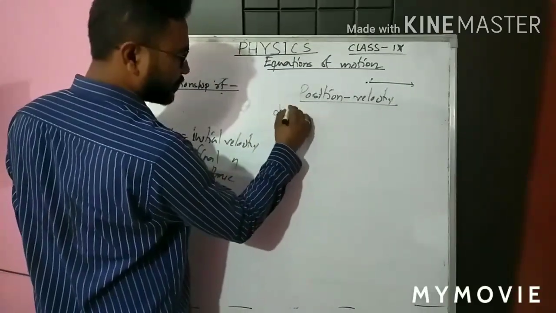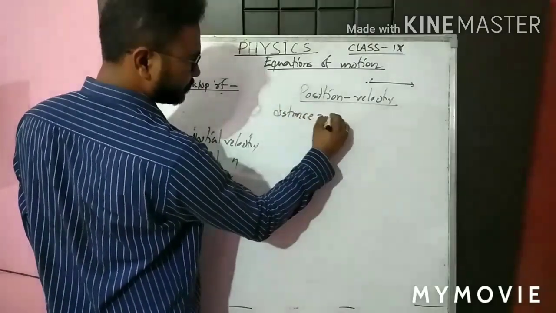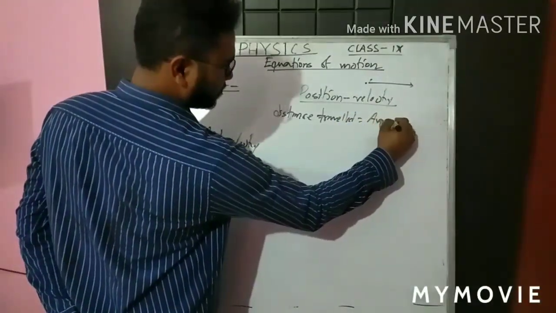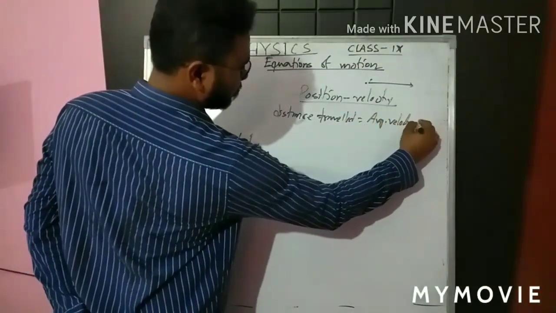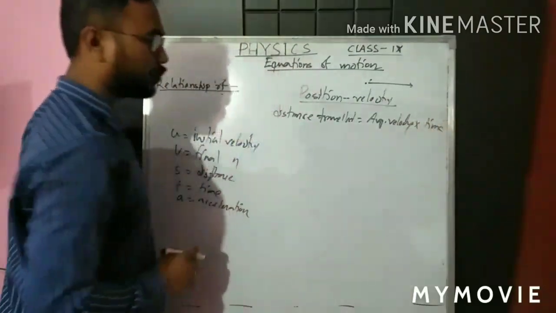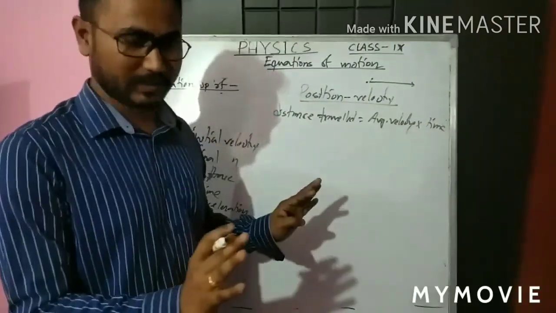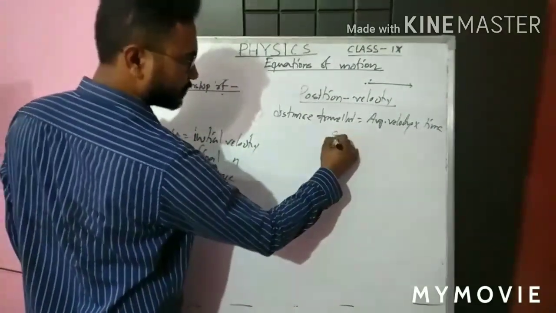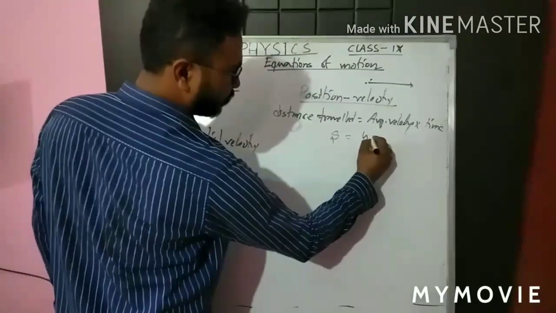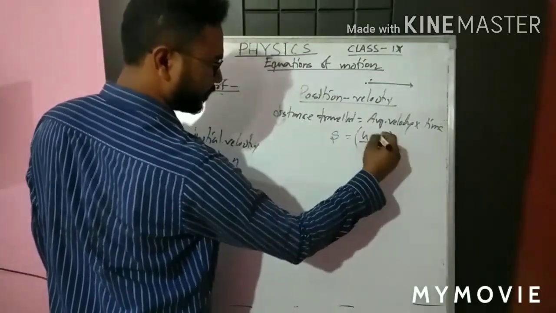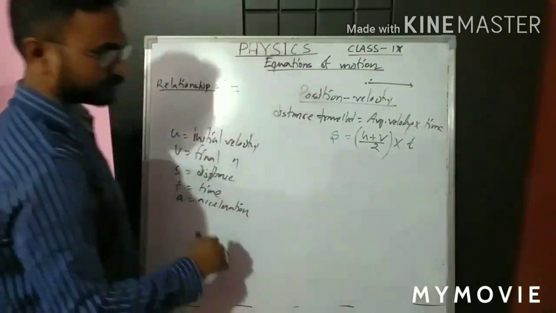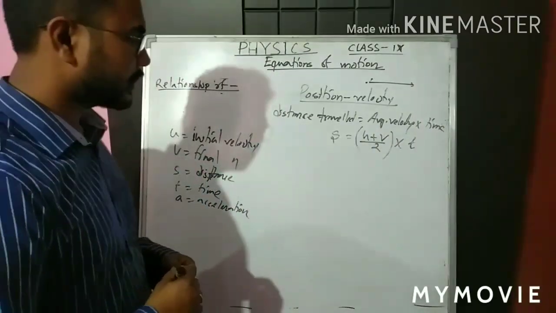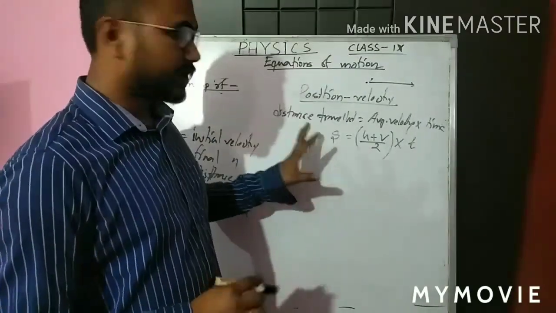What is the process? Distance traveled you can write as average velocity into time. How we are writing this relationship I already explained, right? Now distance traveled, what is the symbol of distance traveled? It is simply S. Average velocity will be (u plus v) by 2, same way, into time t, right? So here you are getting S is equal to (u plus v) by 2 into t.